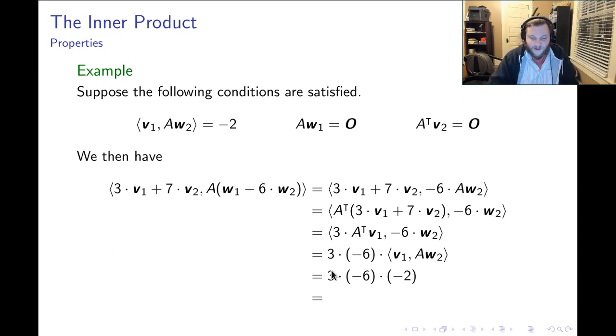And when I multiply 3 times -6 times -2, what is that? -6 times -2 is 12, times 3 should be 36. So we've used the properties of inner products along with some of the information we're given in this problem to simplify our inner product calculation.